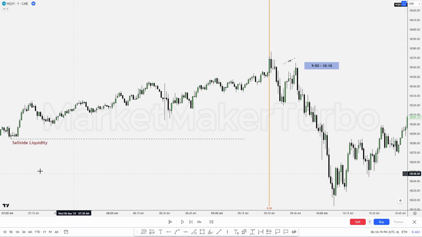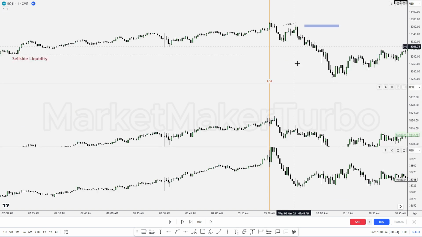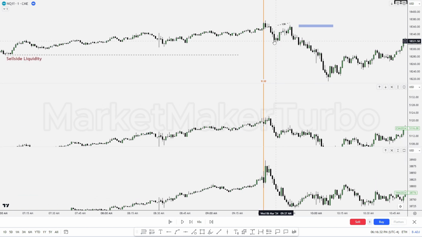So you can see in this example, we have a pool here. Equities open is here, 9:30. Price pops up, raids, shifts. There's an SMT with YM right here. As you can see, NQ nudged up one last time. YM just kept going lower.